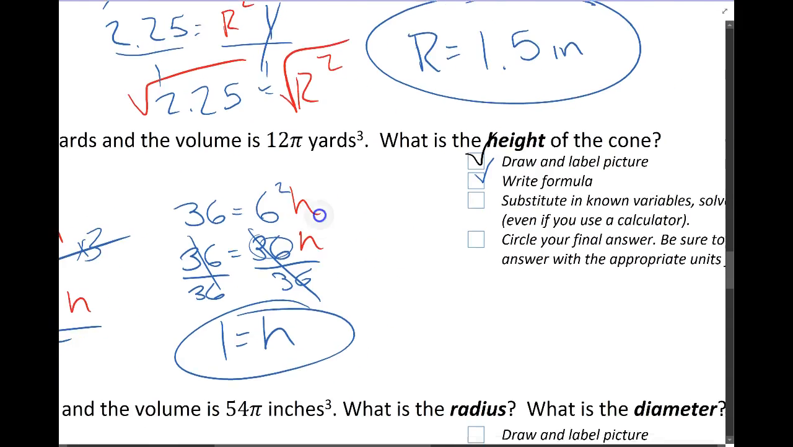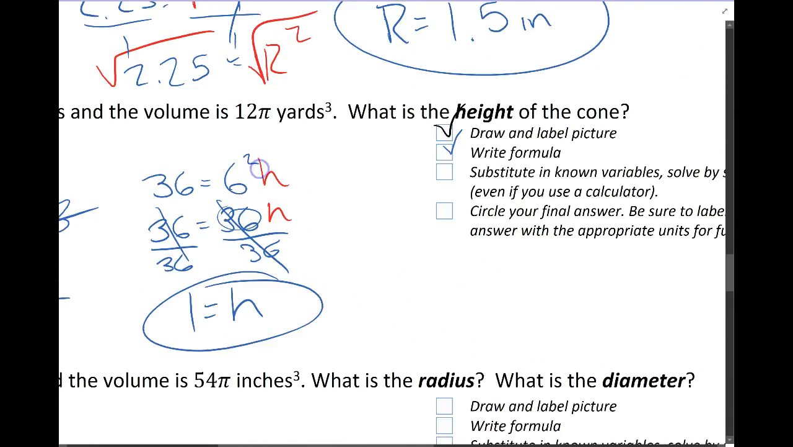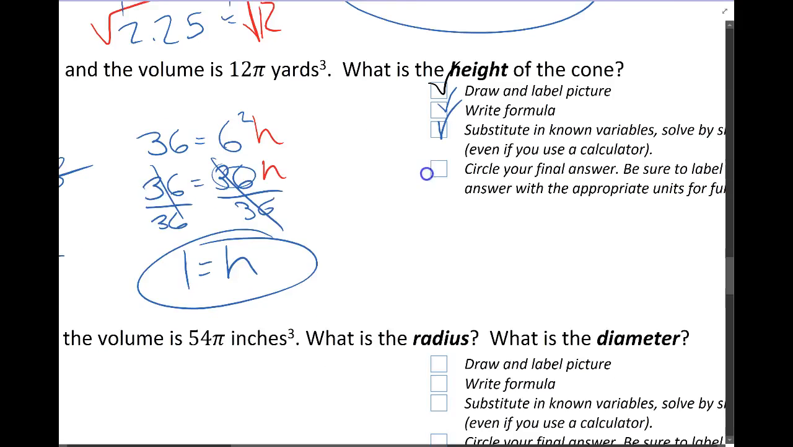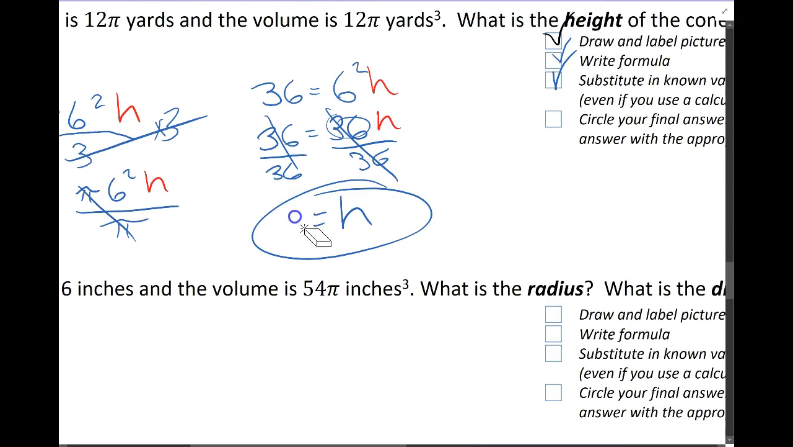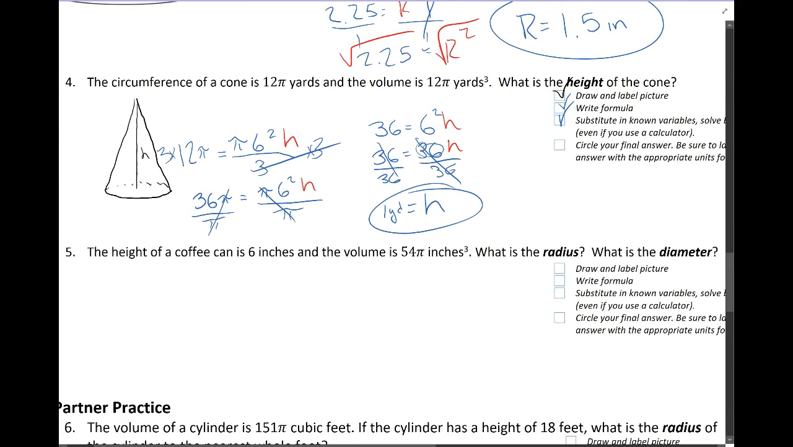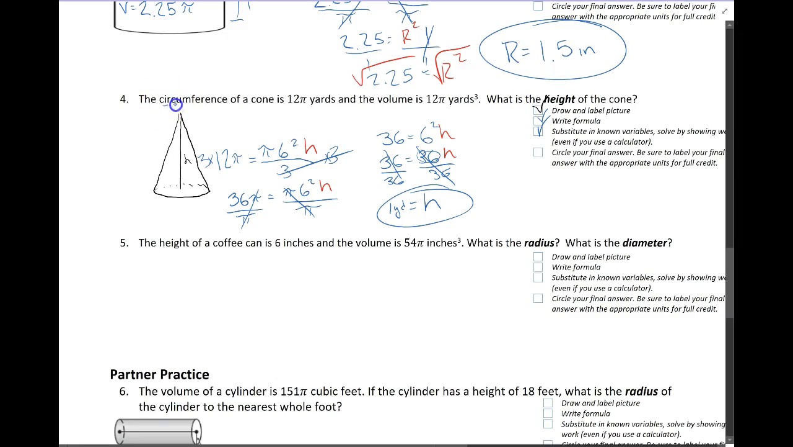The only quick shift I need to do, I substituted in known values. I need to circle my final answer and label. So it's not just 1 is h, it is 1 yard is equal to the height. Now the only tough part of this was the circumference, because the rest of it was exactly the same. And the easiest thing to remember with circumference is equal to the diameter times pi. So when they give you something like this, you know that that is the diameter. And if we know the diameter, then we know the radius.